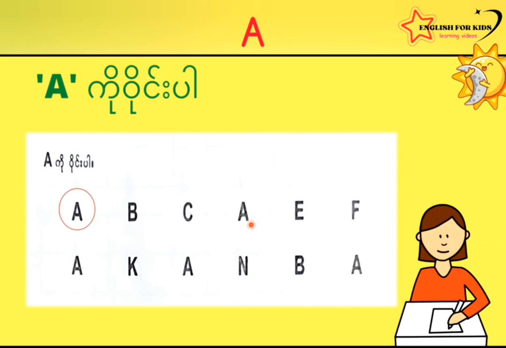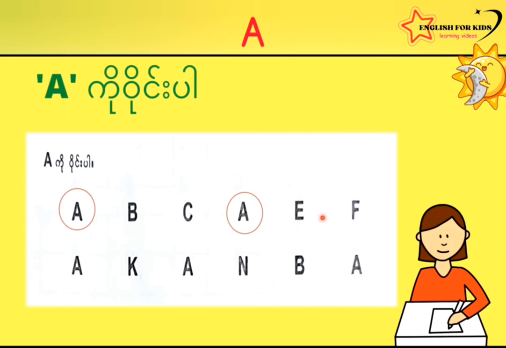Now, let's look at this one. Is this letter A? Correct! This is letter A, so we are going to circle it. Now circle it in your textbook. Good job! Now let's look at another one. How about this? Is this letter A?